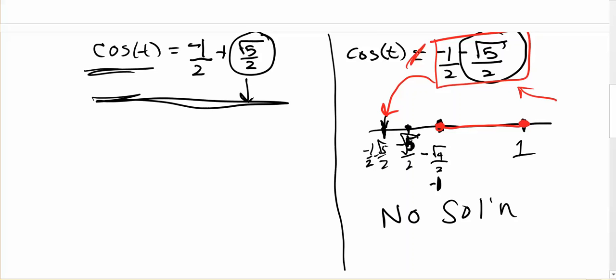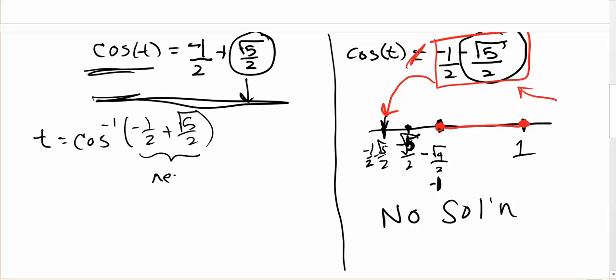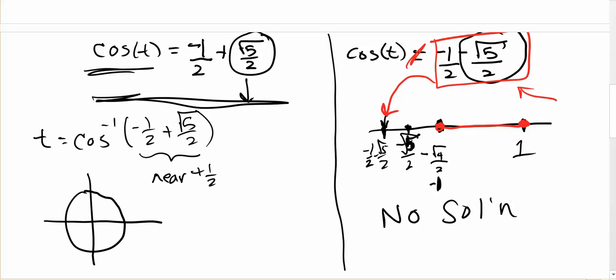So if this is true, then we know that the principal solution, t, is equal to the inverse cosine of negative 1/2 plus the square root of 5 over 2. This value right here is near a positive 1/2. So if we draw this on our unit circle and we mark where the x values are equal to somewhere near a positive 1/2, but not exactly a positive 1/2, we say that x is equal to negative 1/2 plus the square root of 5 over 2. The principal solution gives us this one right here.